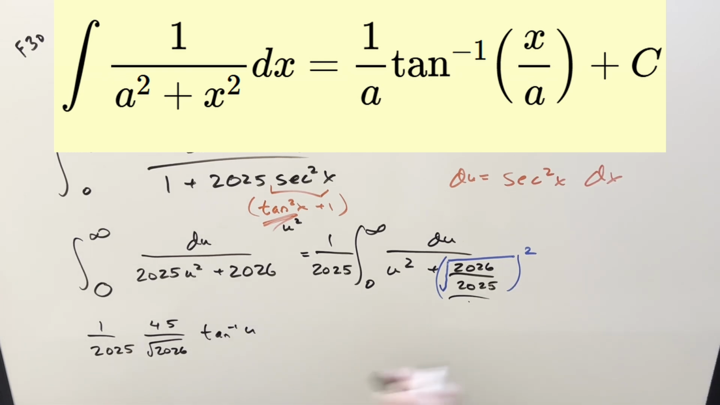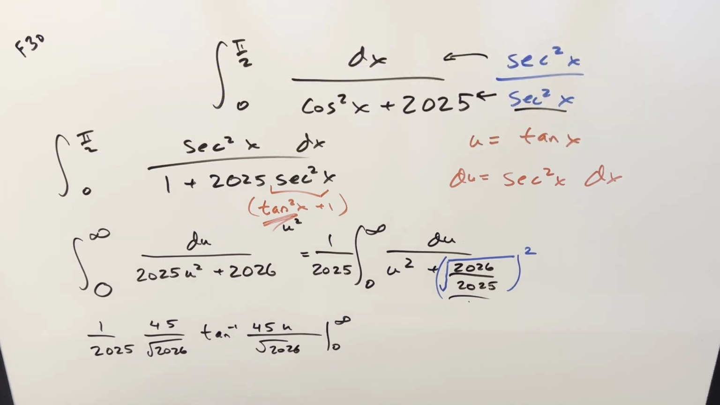Actually, it's not going to matter because we have infinity and 0 here, but let me just write it anyway. So we have 45u over square root 2026 evaluated from 0 to infinity. Now when we evaluate arctan at 0, the whole thing is going to be 0, so we don't care about that. And when we evaluate at infinity, this whole mess doesn't really matter because we're just multiplying finite numbers on an infinity, so this is going to be pi over 2.